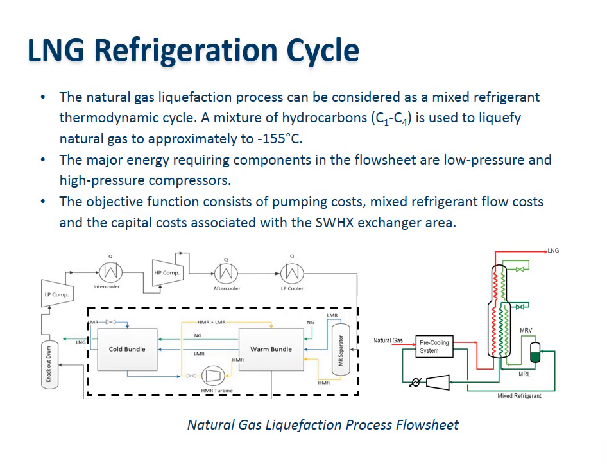The natural gas refrigeration cycle can be considered as a mixed refrigerant thermodynamic cycle, where the mixed refrigerant is a mixture of hydrocarbons used to liquefy the natural gas to approximately minus 155 degrees Celsius. The major components which consume the most energy in this flowsheet are the low and high pressure compressors. The objective function for this process flowsheet optimization problem is to minimize pumping costs, mixed refrigerant flow rate cost, and the capital cost associated with the area design of the multi-stream heat exchanger.